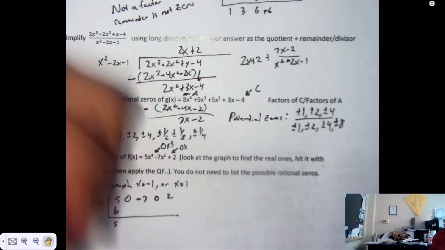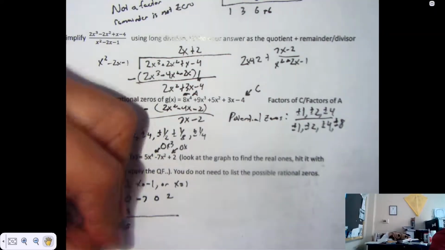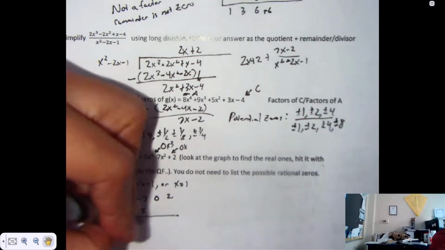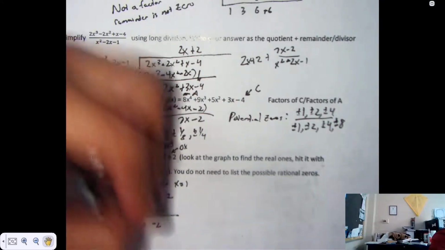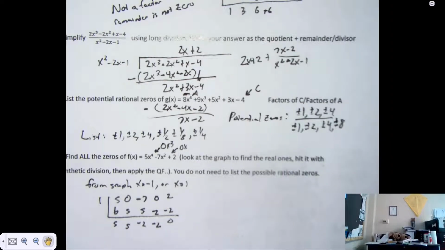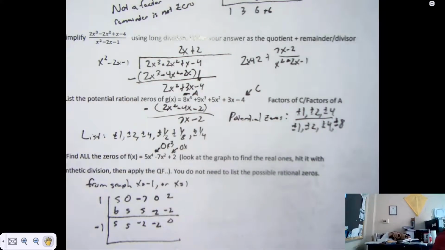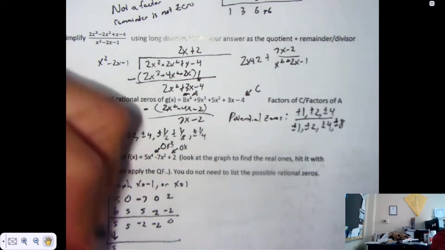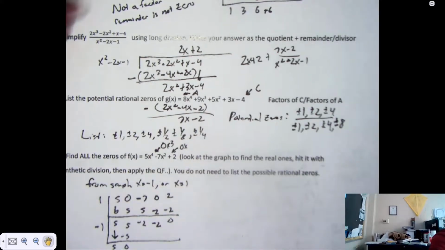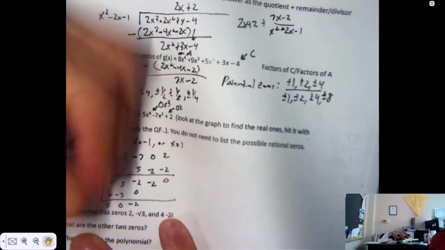And then you drop, and then you multiply, and then you add, then you multiply, and then you add, then you multiply, then you add, then you multiply, and then you add. It doesn't take 10 minutes to do synthetic division. Unless you're typing 18 plus 0 in a calculator. The other guy was the -1. You drop, you multiply and you add. You multiply and you add, you multiply and you add.